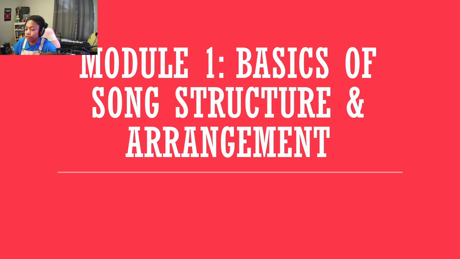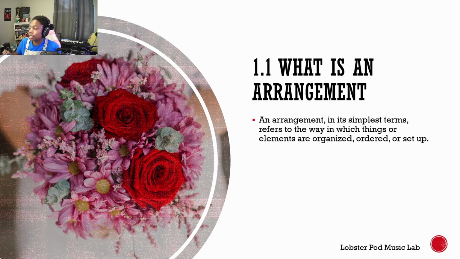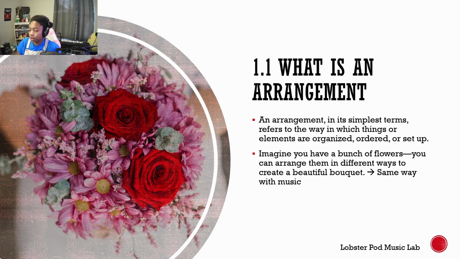All right, so first we're going to cover the basics of song structure and arrangement. An arrangement, in its simplest terms, refers to the way in which things or elements are organized, ordered, or set up. Imagine you have a bunch of flowers. You can arrange them in different ways to create a beautiful bouquet, like the one over here. It's the same way with music.